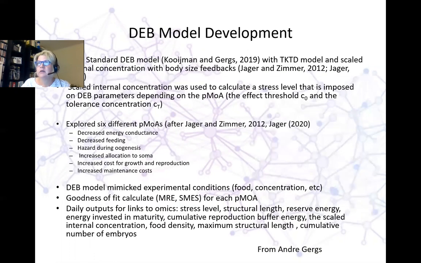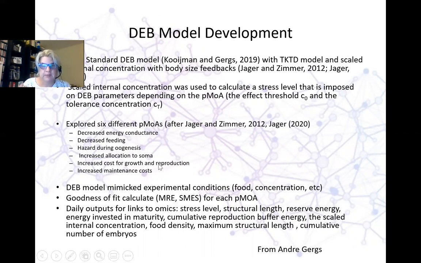All right. And then, of course, we have the omics and the differentially expressed genes, and we also need to relate it to the DEB. So we have to develop the model for the DEB. Andre used the standard DEB model with the TKTD model and a scaled internal concentration with body size feedbacks. It was used to calculate stress level and explored 6 different physiological modes of action: decreased energy conductance, decreased feeding, hazard, increased allocation to soma, increased cost for growth and reproduction, and increased maintenance cost.